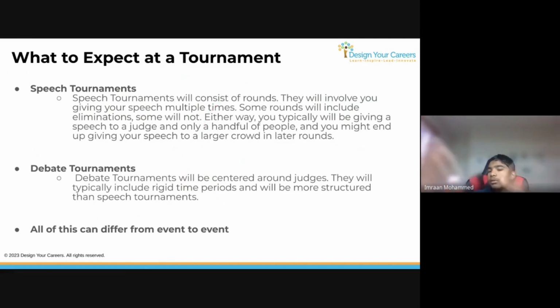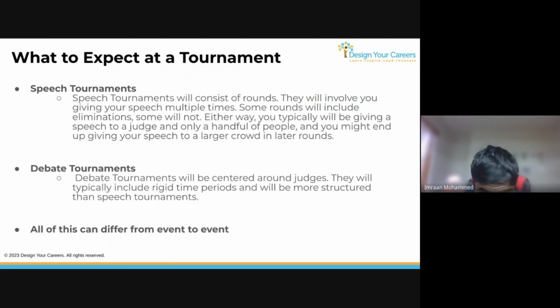So debate tournaments are centered around judges. You'll debate against a team, or the debate will occur in whatever format it's supposed to occur in. Lincoln Douglas, you're going head to head. Congressional, it'll be different, but they will include rigid time periods where each thing, like a rebuttal or an argument made, will be put into a time slot.